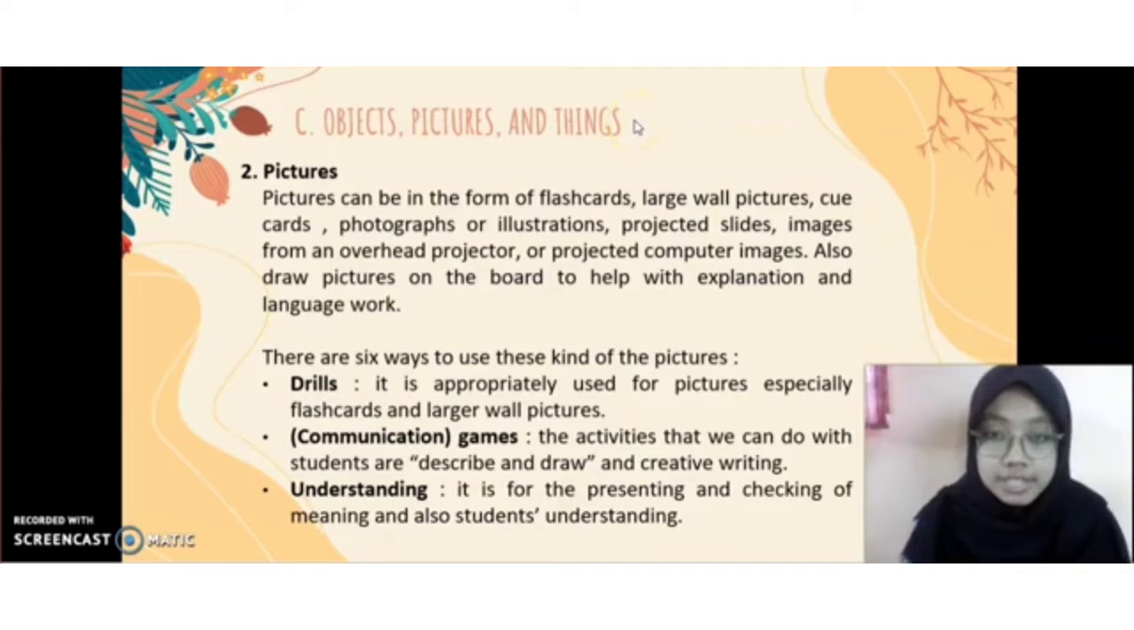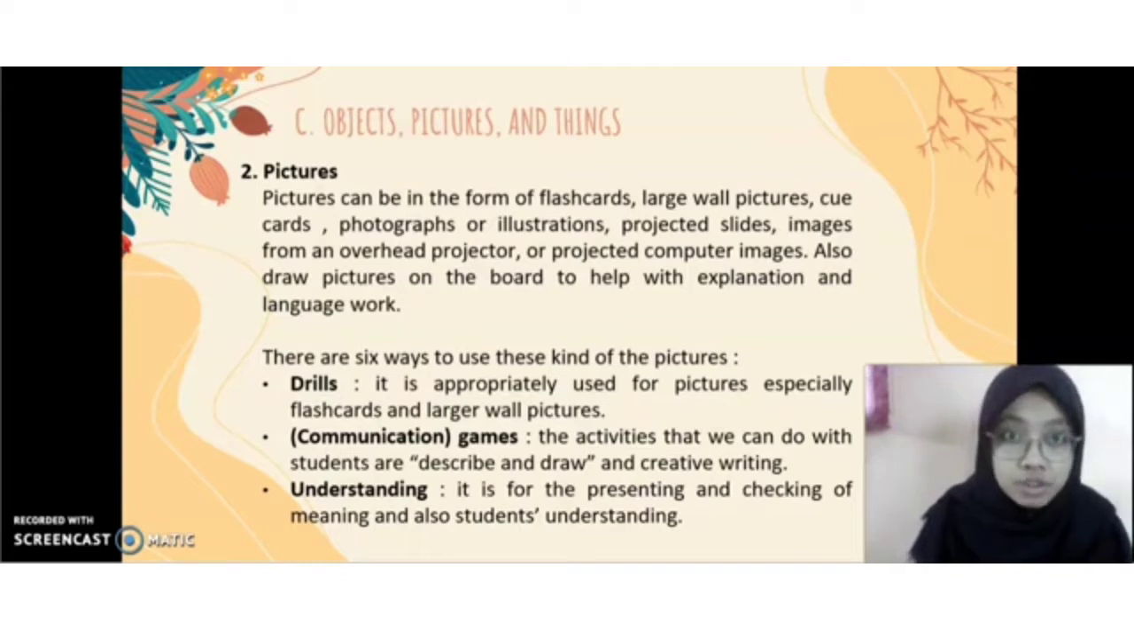Next is communication games. The activities that we can do with students are describe and draw, and also creative writing. Describe and draw is an activity where a student describes a picture and the partner has to draw that picture without looking at it. Or the students are put into groups to show a different stage picture of history in each group. Then one member from each group is put into a new group to discuss the right stage of the picture of the history.